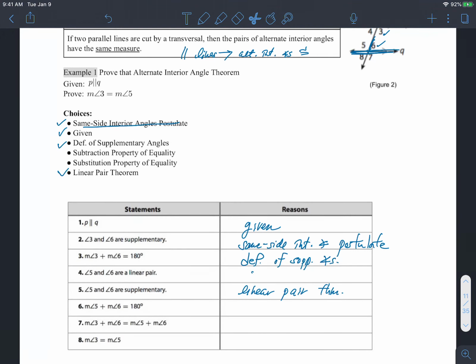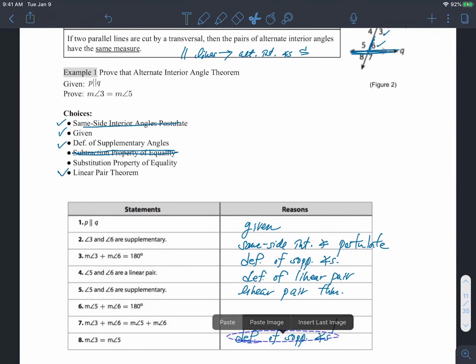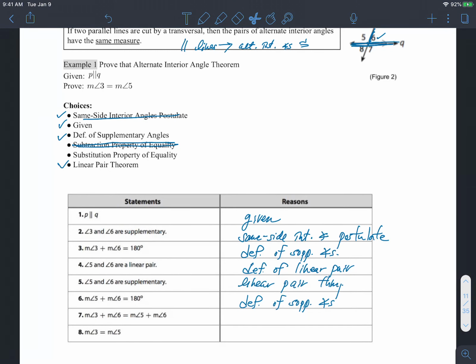So I wonder what number 4 is then. Right, it doesn't say it here. It's not one of the choices because if you notice, we got 2 of the same thing. So I must have had a typo. So that should have been definition of linear pair. Okay. And now when supplementary angles are 180, that is what, guys? It is a definition of supplementary angles right there. Copy, paste. There you go.